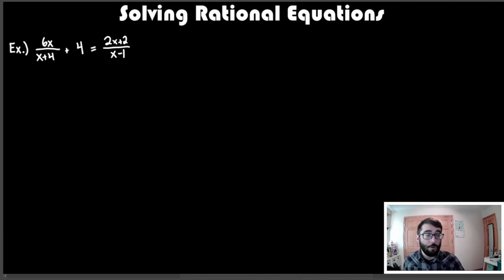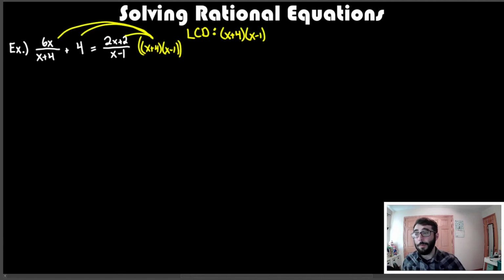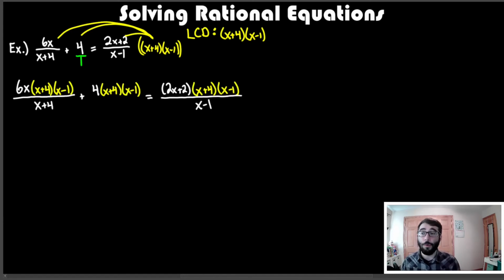So what we should do is figure out what our least common denominator would be, and that would be an x plus 4 and an x minus 1. Now, don't freak out about this 4. You can think about this 4 as 4 over 1, which doesn't change what your least common denominator is, but if it helps you, go ahead and do so. But our least common denominator would be an x plus 4 from our first fraction and an x minus 1 from our third fraction. So I would multiply each side through by that least common denominator.